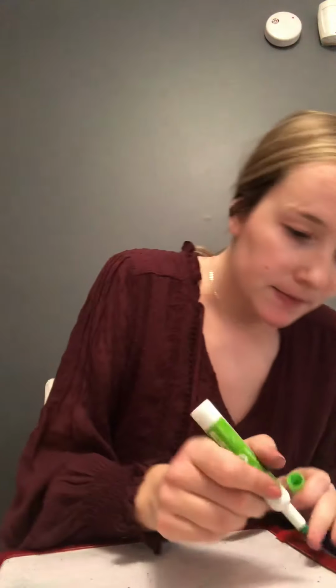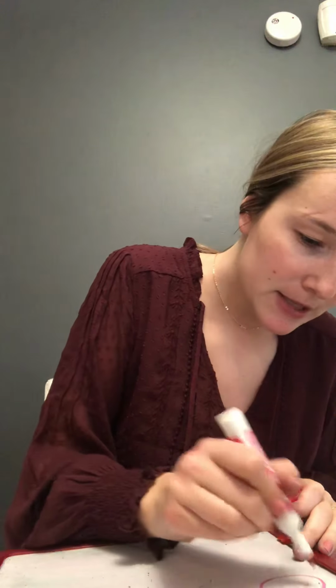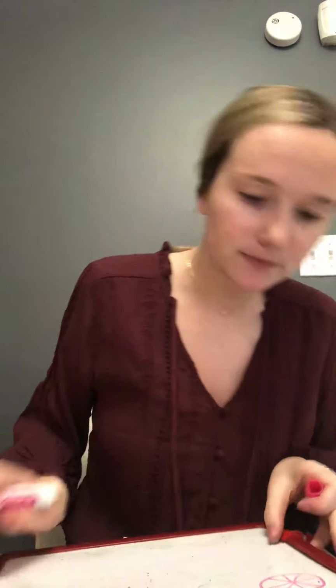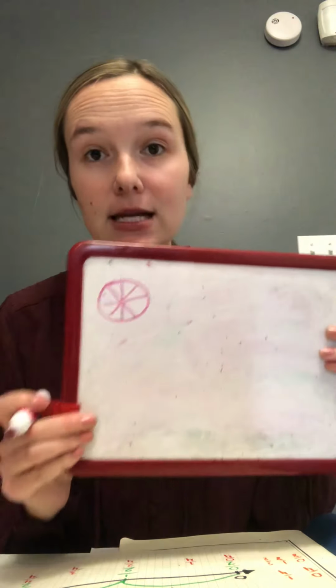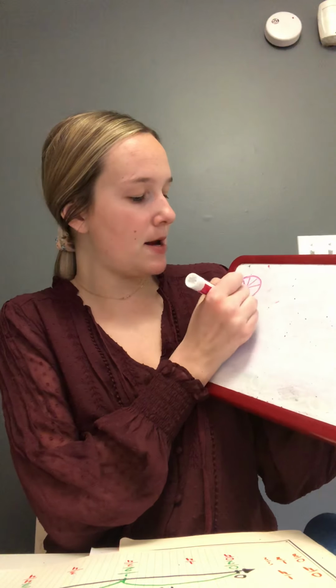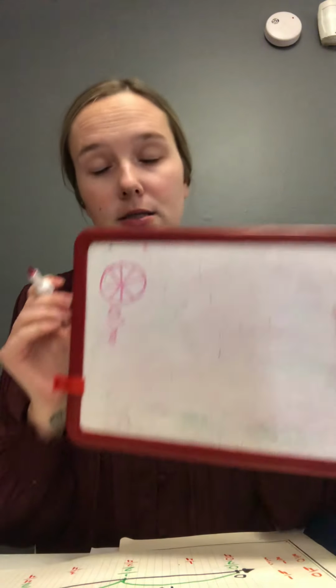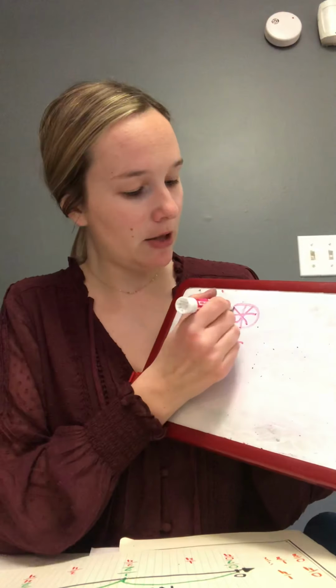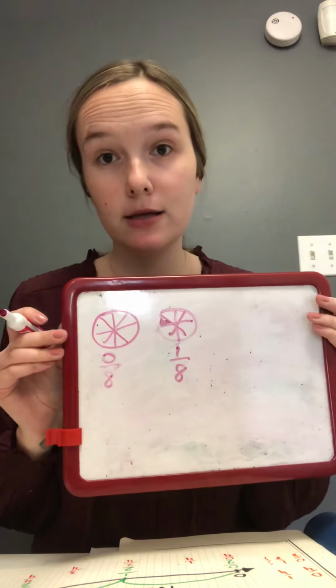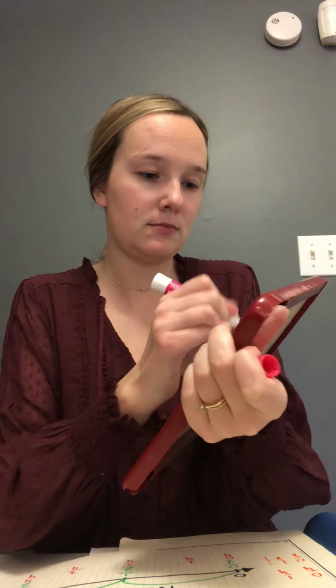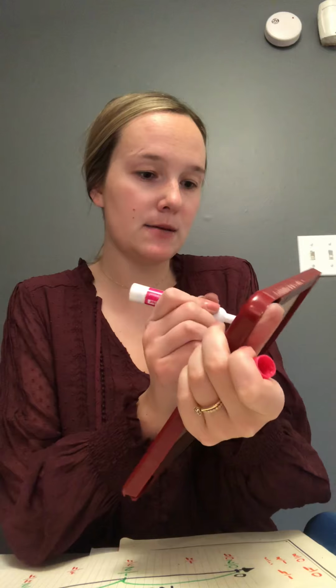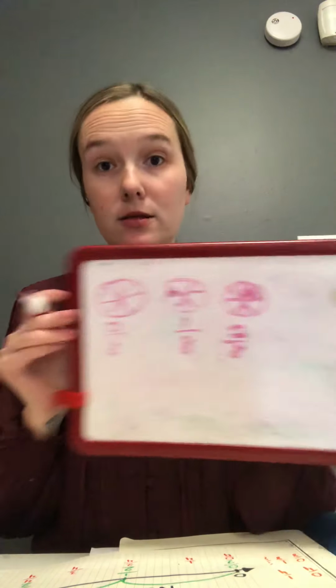So I'm going to draw. That marker does not work. I'm gonna draw a few different pizzas here. Okay, so my first pizza has 8 pieces. My bottom is going to be 8, but I'm not going to color it in, so it's going to be 0 out of 8. My next one is still going to have 8 at the bottom, but I'm going to color in 1, so 1/8 is colored. Next I'm going to color in 2, so 2/8 are colored.